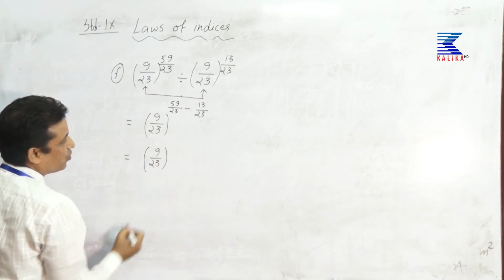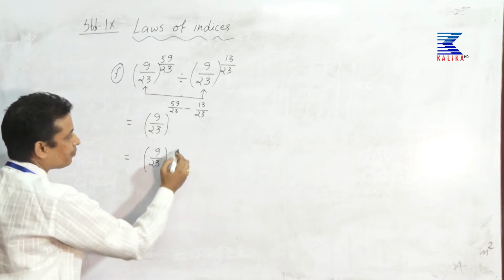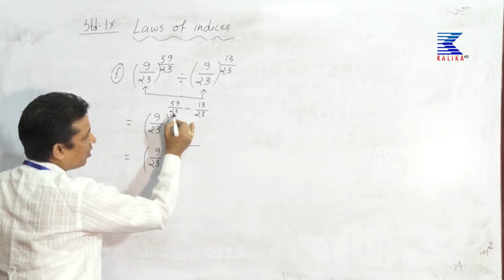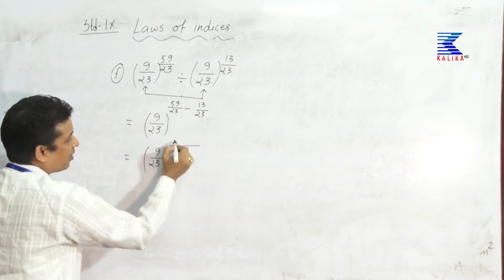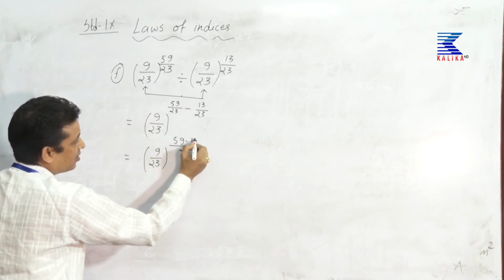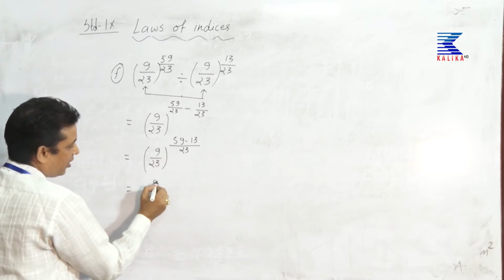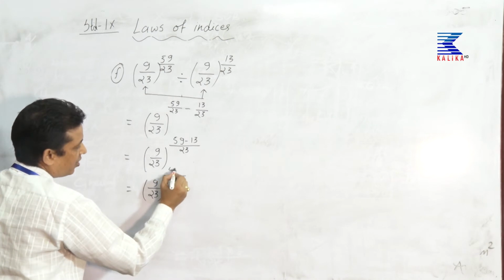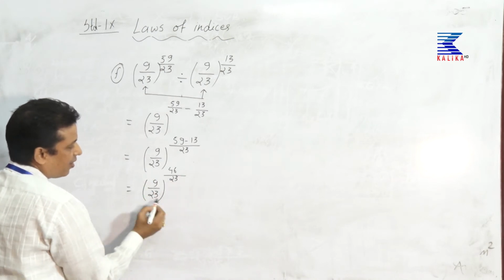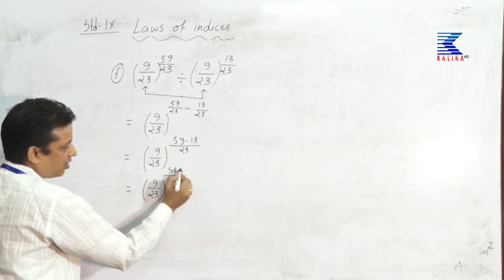I hope, my dear students, you have understood it clearly. So this is 23, this is 23, it came as the LCM, then 59 minus 13 becomes 46, so 9/23 to the power 46/23. This 23 cuts 46 two times.